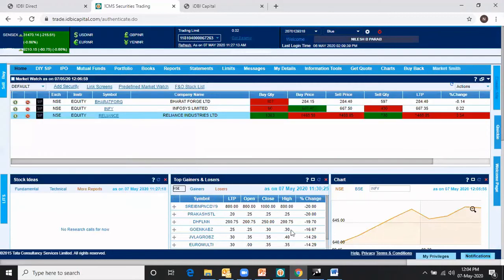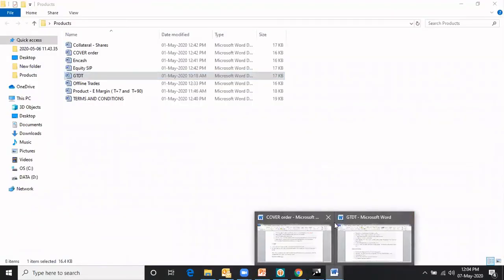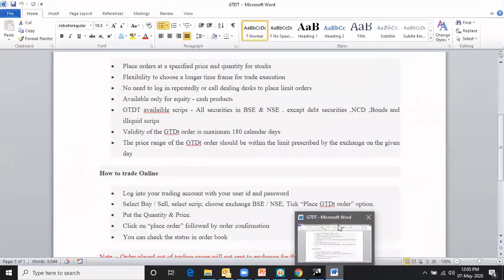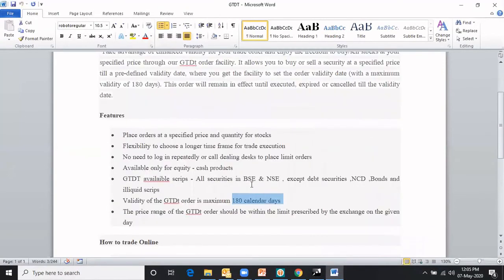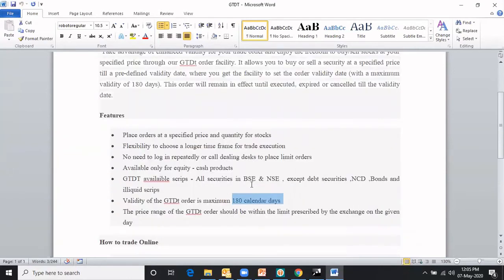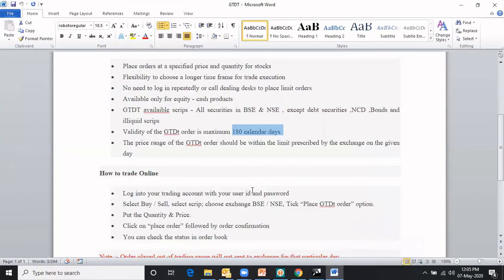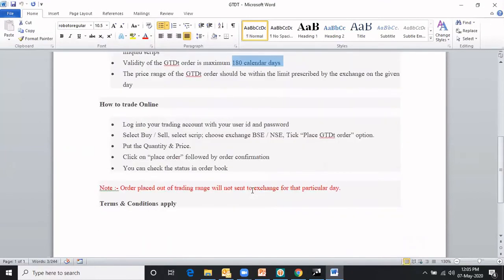Now coming to the new product. One moment. This product feature we will just show, so you can see this product details, and read it in detail by pausing the video. Okay, so this is GTDT.